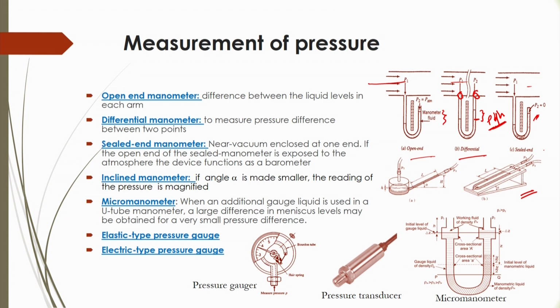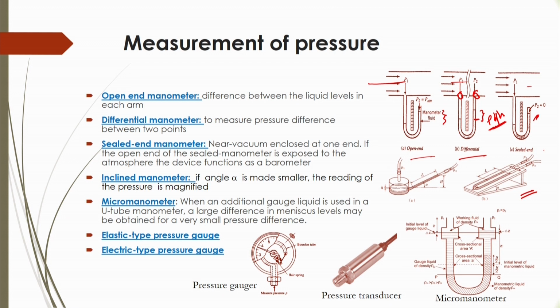And the micro manometer is also sometimes used when an additional gauge liquid is used in a U-tube manometer. A large difference in meniscus levels may be obtained for a very small pressure difference. So, for a very small pressure difference, sometimes it is very difficult to observe the liquid height change in the U-tube manometer. So, in that case the micro manometer is used.